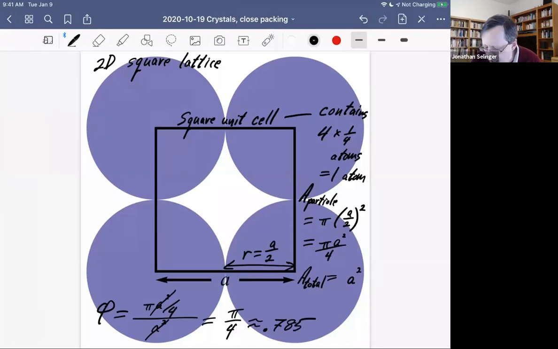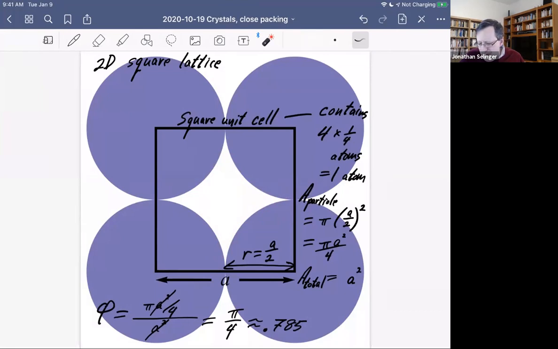So this is telling us that if we pack the disks like this, then 78.5% of the area is used to contain atoms, right? That's the area that's in these blue regions. The remaining 21.5% of the area is wasted in between the atoms. That is this white space in there. Okay.